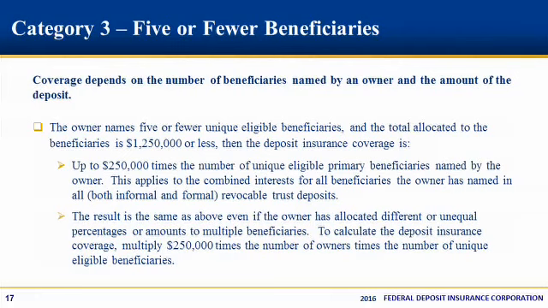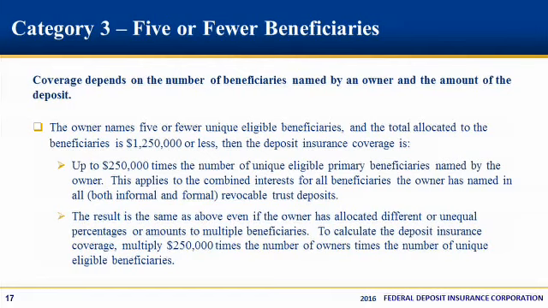Assume we have an individual who wants to establish a Category 3 revocable trust deposit naming 5 or fewer beneficiaries, and the total combined for all their trust deposits will be $1,250,000 or less. If the owner has named 5 or fewer beneficiaries, then the amount of deposit insurance coverage is equal to up to $250,000 times the number of beneficiaries named by the owner.